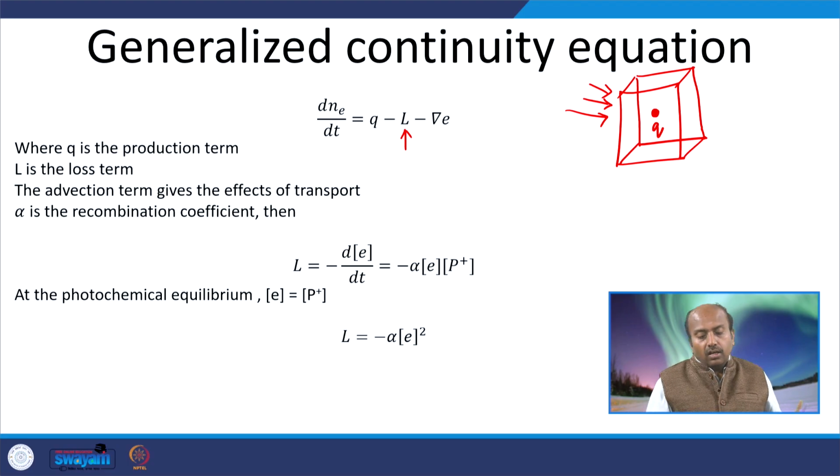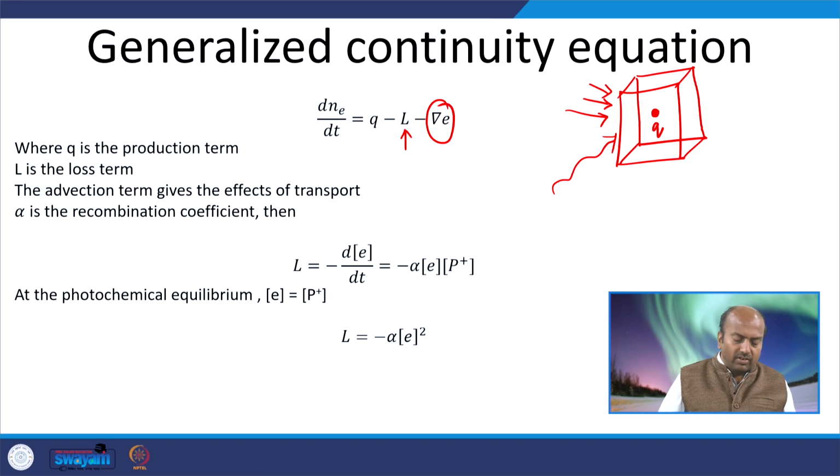So, when something is produced, how much of it is being taken out in terms of recombination, L, and if there is a transport of fluid from one place to another place, then additional charge density may also have been brought into the volume, which is del NE, which is referring to the transport term, which is basically the advection term. If you remember the discussion about the continuity equation in fluid dynamics, or even our discussions about control volumes, you should be knowing all these things, how the advection term is responsible when you are following the motion. Okay. So, the advection term gives the effects of transport, right.